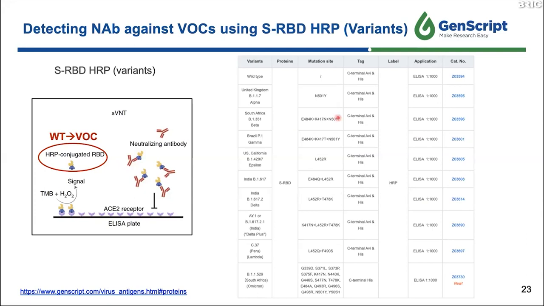So this is a list of all the different variants that we provide. We have alpha, beta, and Delta, and also the most recent Omicron.